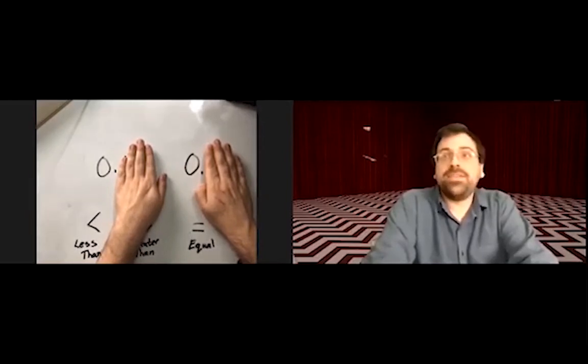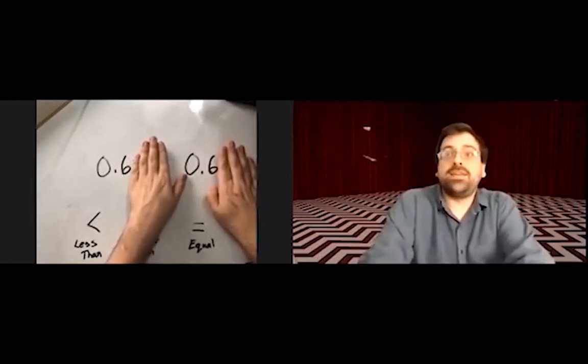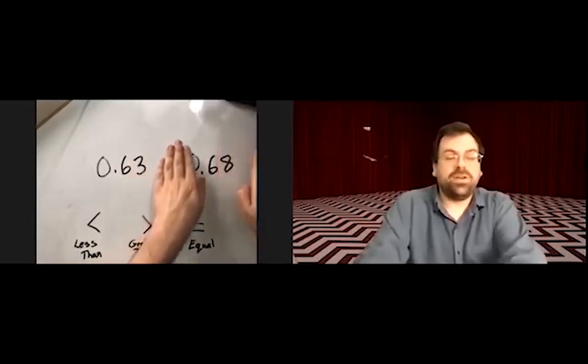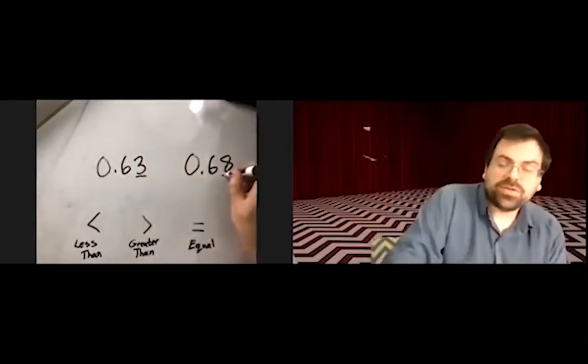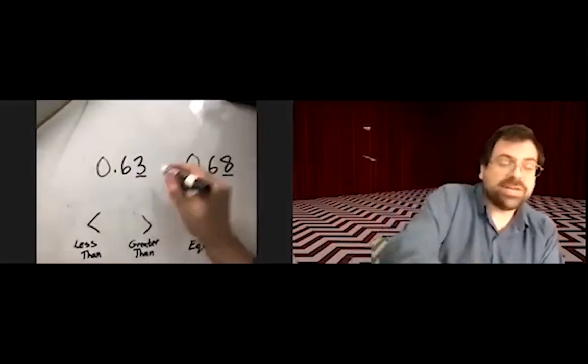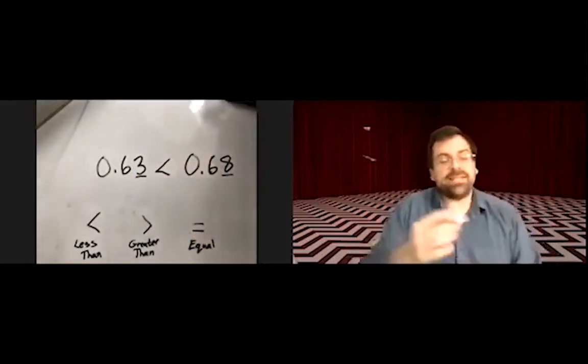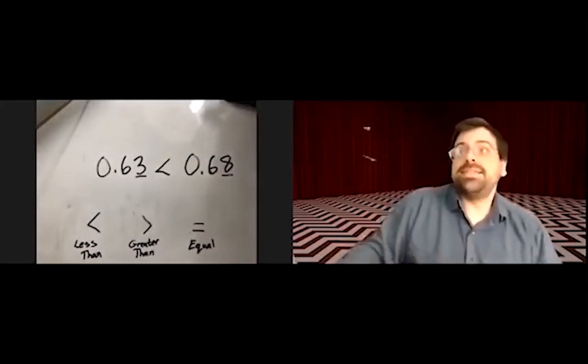So 0 point, they're the same so far, moving over. 6, they're the same, moving over. 3 and 8, these are different. They're the first one that's different, so they're what we will compare. Since 3 is less than 8, 0.63 is less than 0.68.